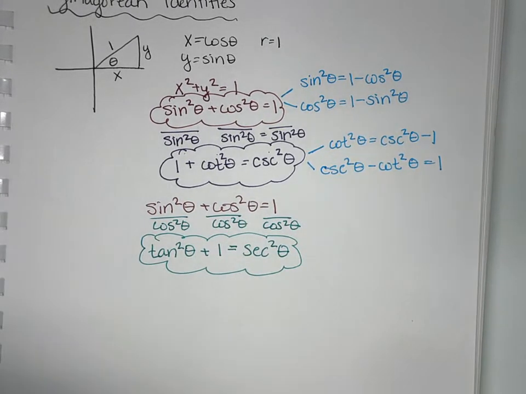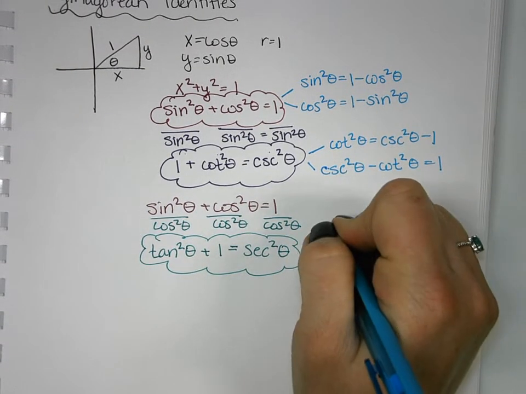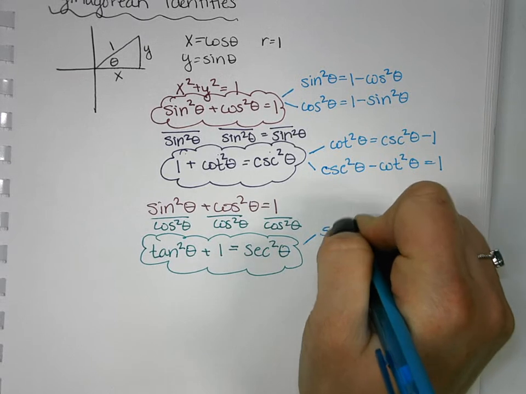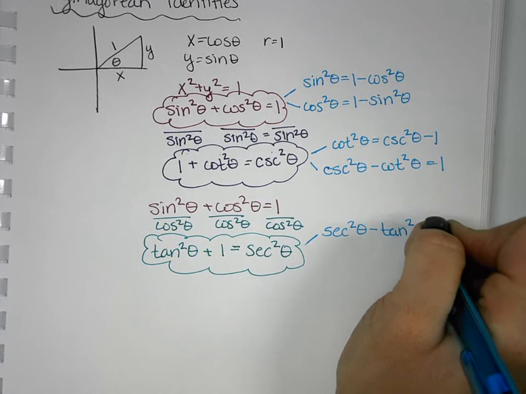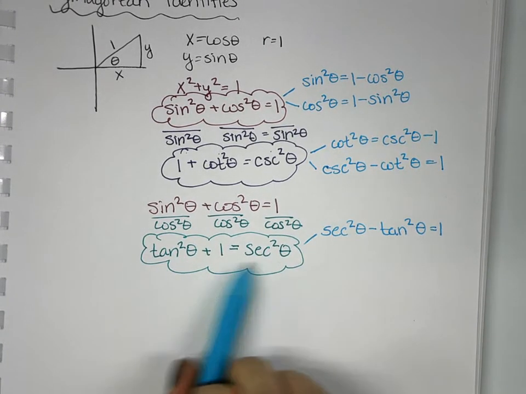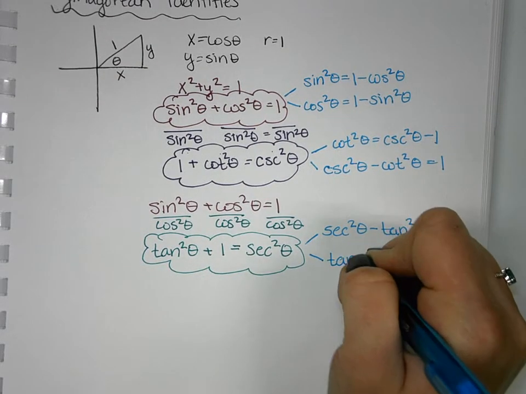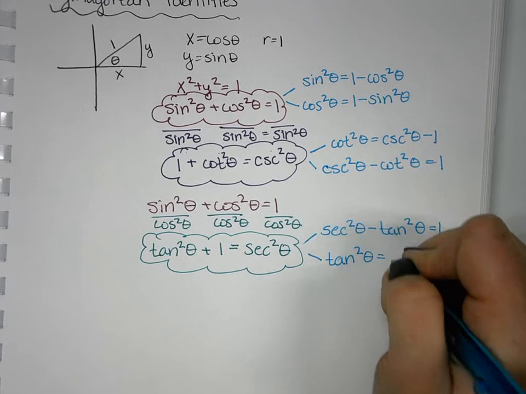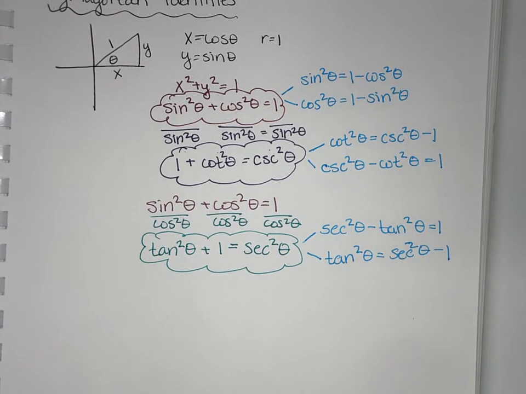And just like the others, we can write it in its different formats. So we can do secant squared theta minus tangent squared theta equals 1. That would be if we moved the tangent over and got them on the same side. Or if we solved for tangent squared, we would get secant squared theta minus 1. Really, if you just know these three, the rest are just manipulations of those three identities.